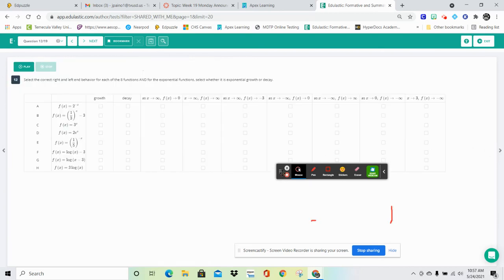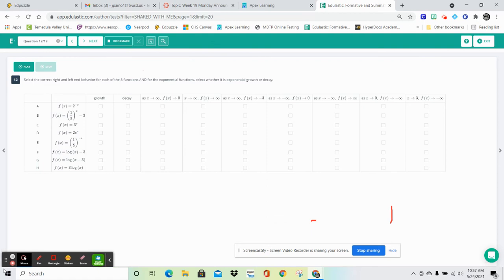All right, so what is this one saying? This one is saying select the correct right and left end behaviors for each of the 8 functions, and for the exponential function, select whether it is exponential growth or decay. Growth means that the b is bigger than 1. Decay is between 0 and 1. And you have to pay attention to this because there are easy ways to trick you here.